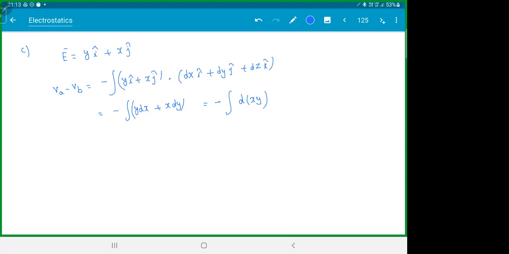Is that clear, everyone? This way of writing is called a perfect differential. You guys should refer to the work-energy notes once. Getting it? And then what you do after this?